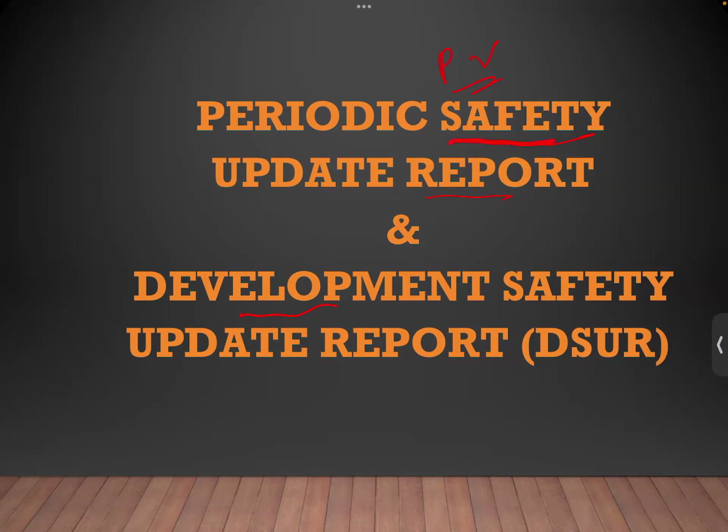When you see safety, it means they are addressing safety at different levels. Development safety update report is for when we are in the clinical trial phase, because the product is in the development phase. Periodic safety update reports are for when the product is in the market, the post-marketing product safety reports, right? Now, this terminology PSUR, DSUR is from ICH.